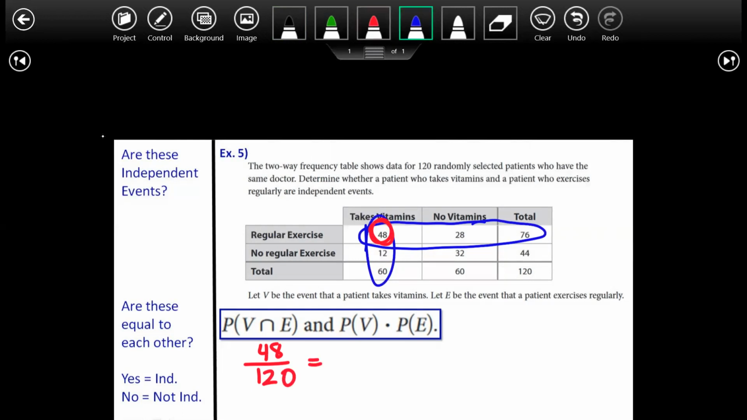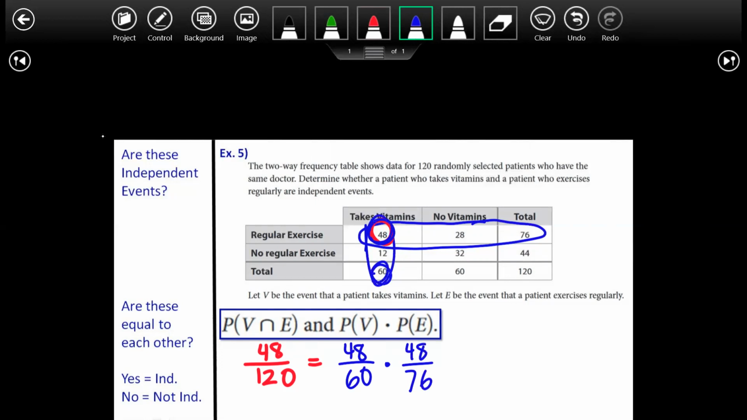Is that equal to the probability of taking vitamins times the probability of those that exercise? What's the probability of those that exercise? 48 of 76. Sorry, vitamins first. Taking vitamins would be 48 of the 60. 48 of the 60 take vitamins. We're going to multiply that by the ones that exercise, 48 over 76. Are these two equal?